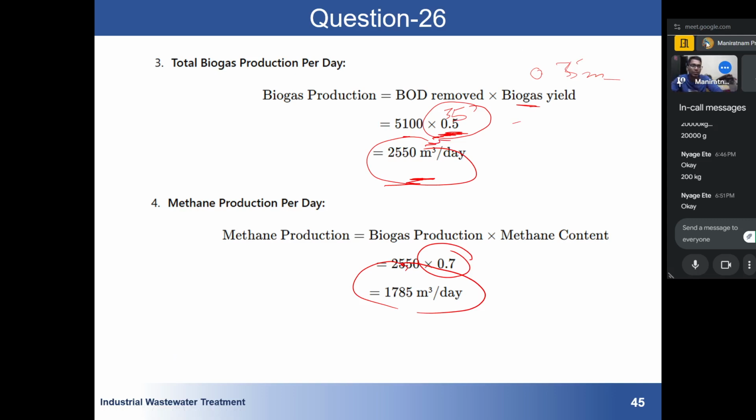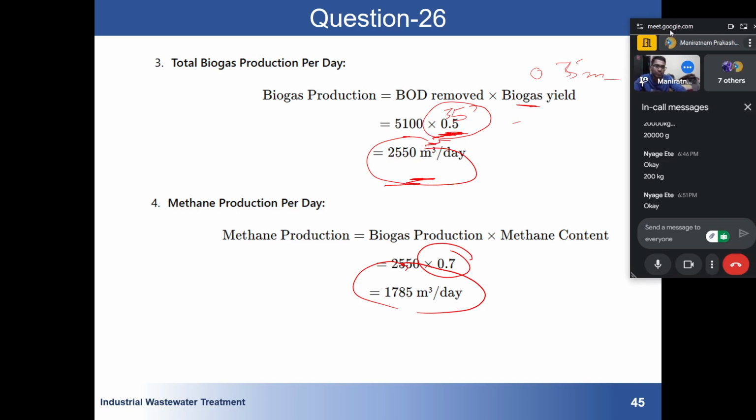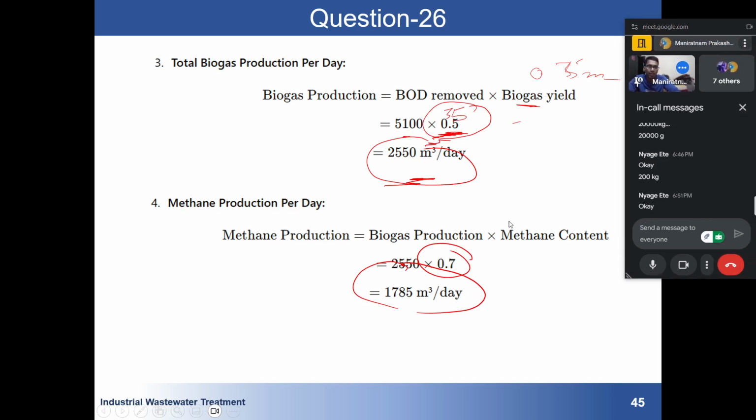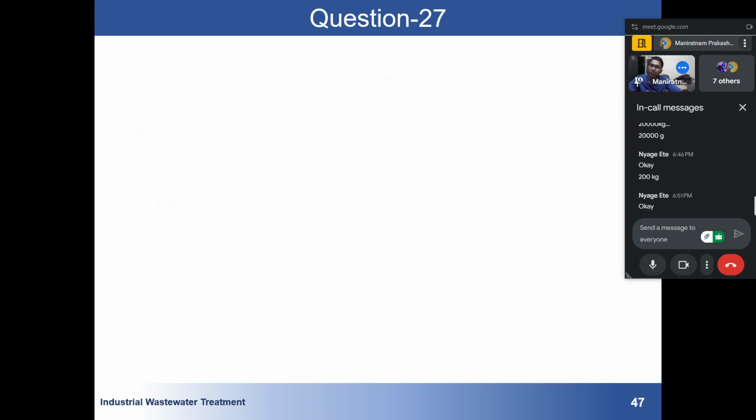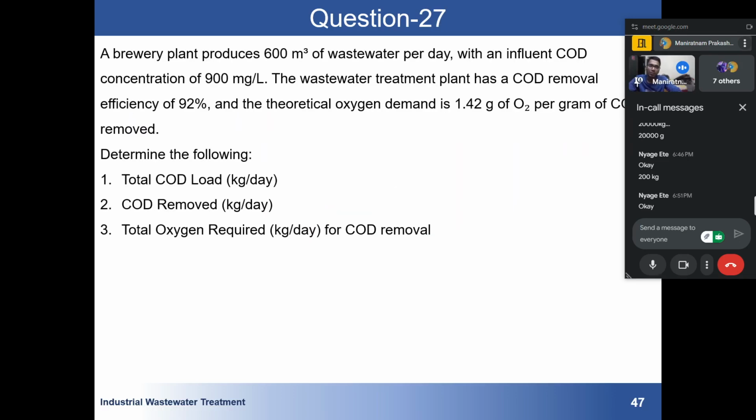Anyone, any doubt? If no doubt is there, then try to solve this question.